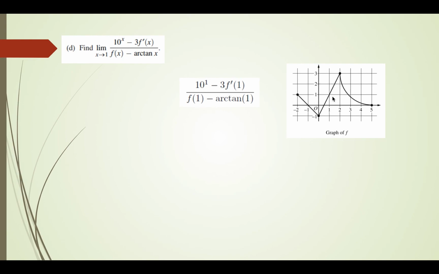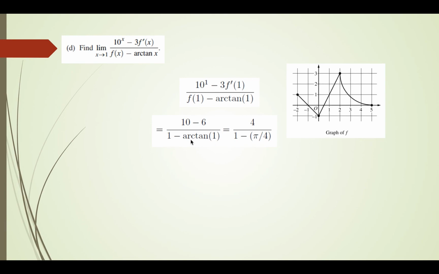And then f of 1, well, that's just when x equals 1, what's the y value? The y value is 1. So I'm going to go ahead and substitute that. So on the top, I get 10 minus 6, which simplifies down to 4. On the bottom, I have f of 1, which is 1, minus arctangent of 1.